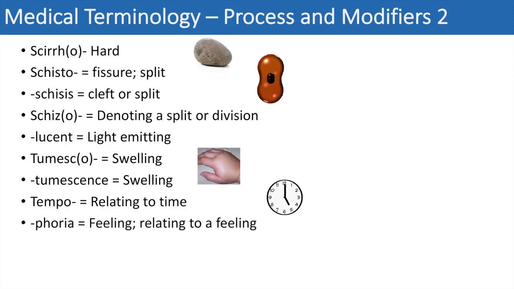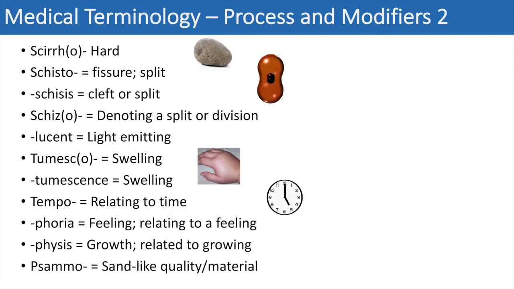Phoria, the suffix phoria, means feeling or relating to a feeling. So you can think of euphoria, or you feel euphoric, you feel very content, very happy. The next one is physis. This means growth or relating to growth. So you can think of the words epiphysis or diaphysis. And another prefix is samo. This means sand-like quality or sand-like material.